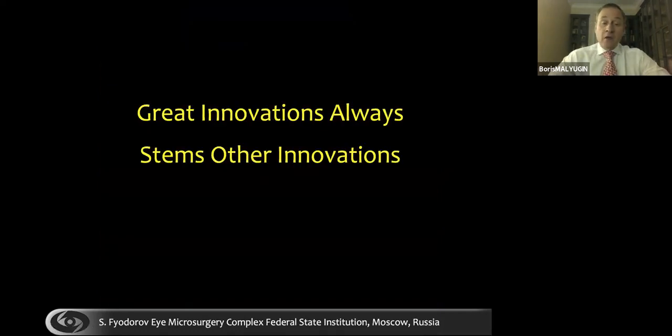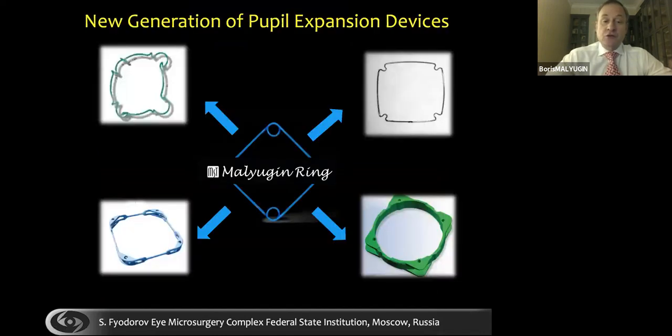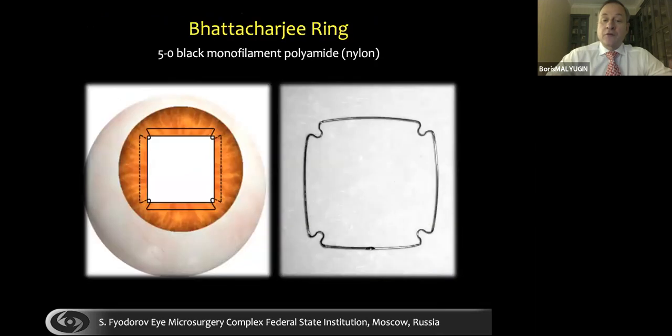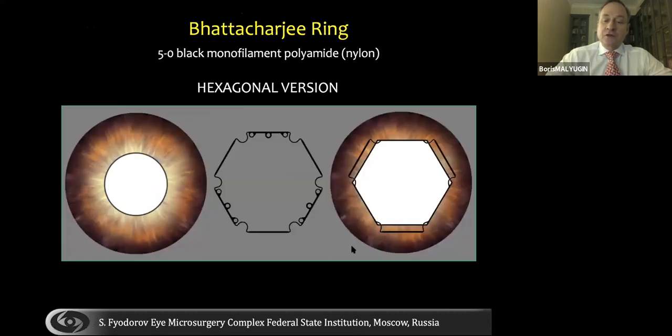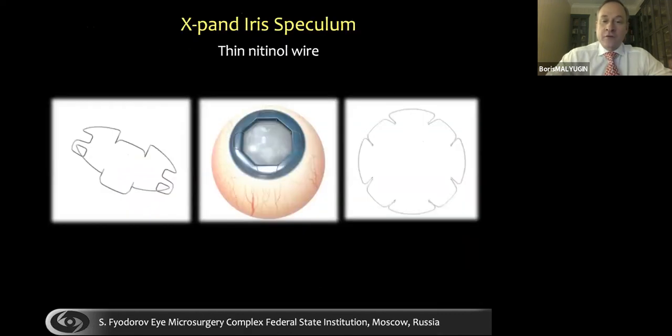successfully. And of course, good innovations always stem from other innovations, and shown here, there are several other pupil expansion rings that are currently available on the market. First to be mentioned, one that is from India. This is 5-0 nylon with indentations used to catch the iris tissue, and this is a planar structure, and this is the latest hexagonal version with positioning holes that are helpful to manipulate the device, insert and remove it from the eye.